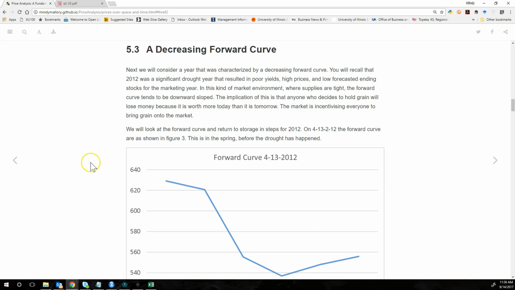So we're going to look back to 2012 for this example. You'll remember that 2012 we had a big drought. We talk about it a lot because it illustrates a lot of concepts that we'd like to talk about in the case of a short crop and what happens to prices on that. So let's take a look. We're going to look at the forward curve at a couple different points in time in 2012 and see what the forward curve looks like as it's starting to realize we're in a big drought.